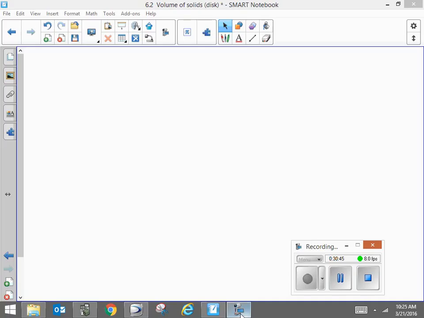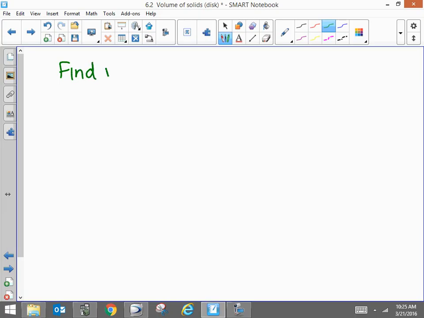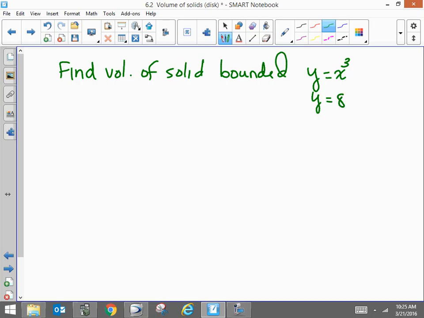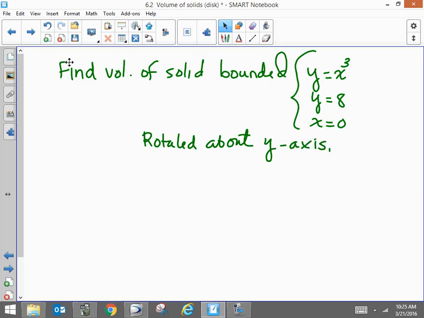Okay. All right, so let's do this: find the volume of the solid bounded by, let's say we don't have any calculator here, y equals x cubed, y equals 8, and x equals 0. Those are your boundaries. And rotated about the y-axis.